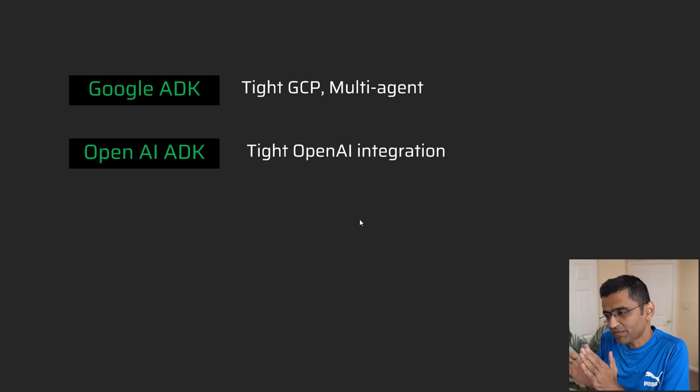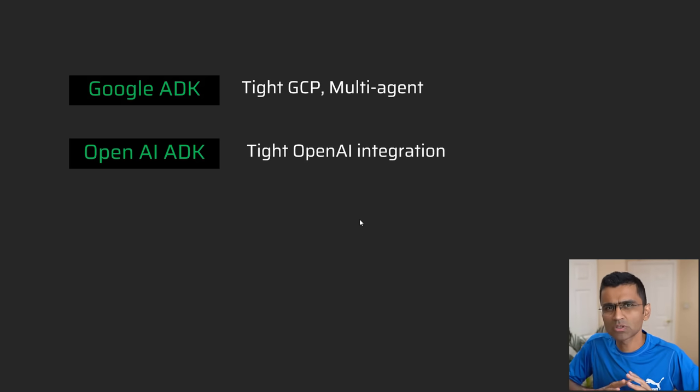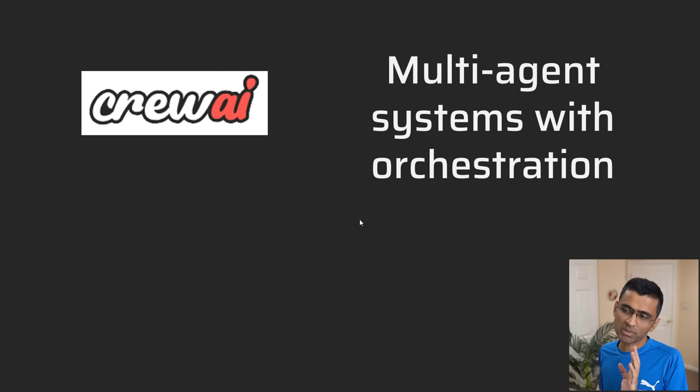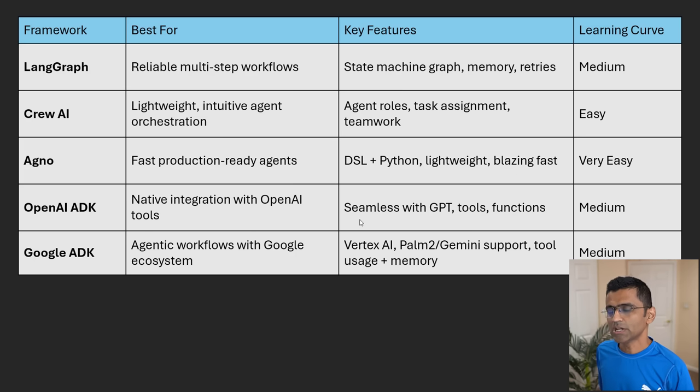Okay. So if, let's say, you are using OpenAI already, like in your organization you have been using OpenAI, you are deep into the OpenAI ecosystem, then of course you can go ahead and use it. Otherwise, I would personally prefer using CrewAI, LangGraph, Agno, etc. So this is a table which will provide you a quick summary. So LangGraph is a reliable multi-step workflow framework. It has these key features: state machine, graph, memory, retries, and the learning curve is medium.